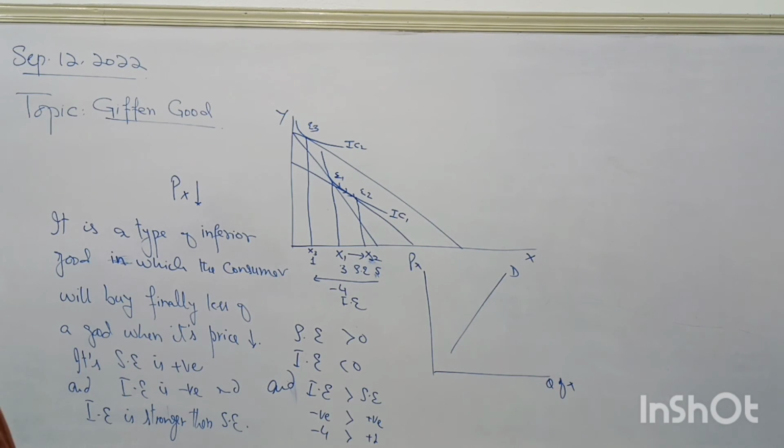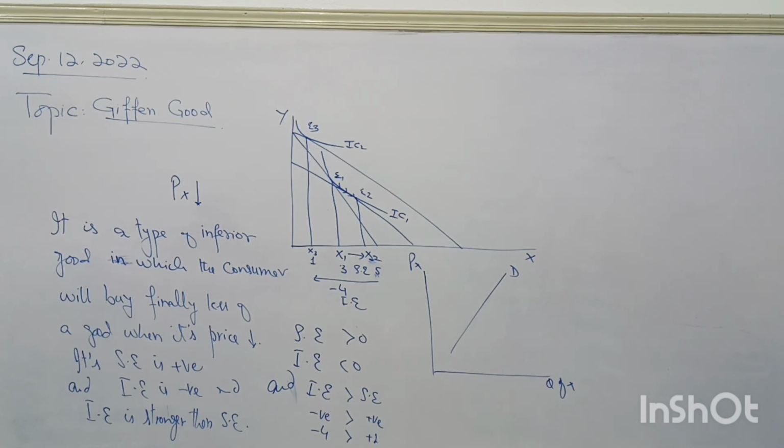What is the law of demand? When price falls, quantity demanded will increase, and when price increases, quantity demanded will fall. But we see the human behavior in the market. What is it? When prices are increasing, people are buying more of that product because of their status symbol. So that is a type of Giffen good where the demand curve is not downward sloping, it is upward sloping due to this analysis.